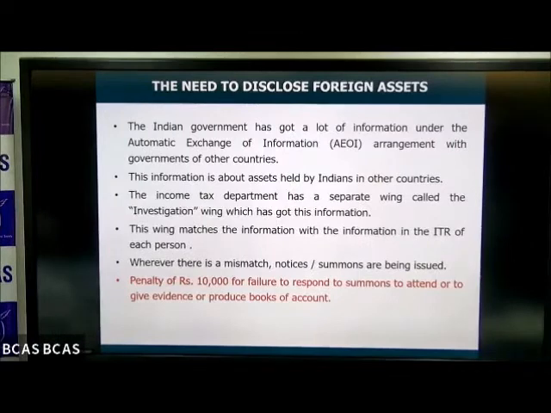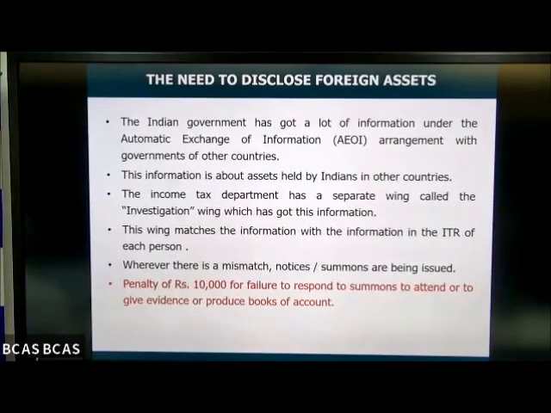And there is a penalty of 10,000 rupees for every failure to respond to a summons or to give evidence or to produce books of account. So if you fail to respond to such a notice or a summons, then every failure would invite a possible penalty of 10,000 rupees.